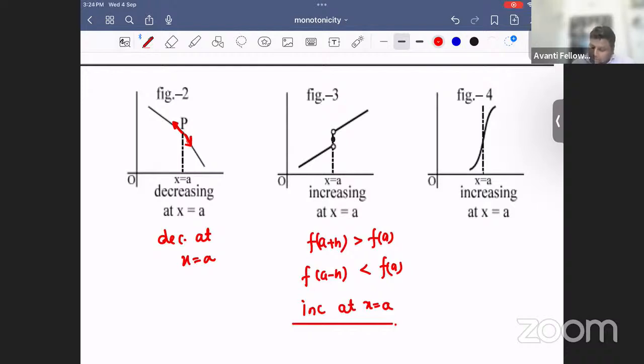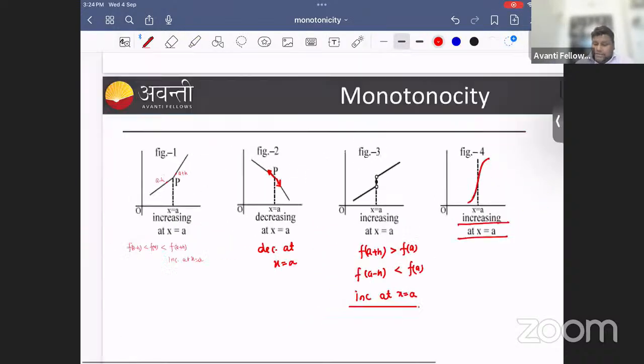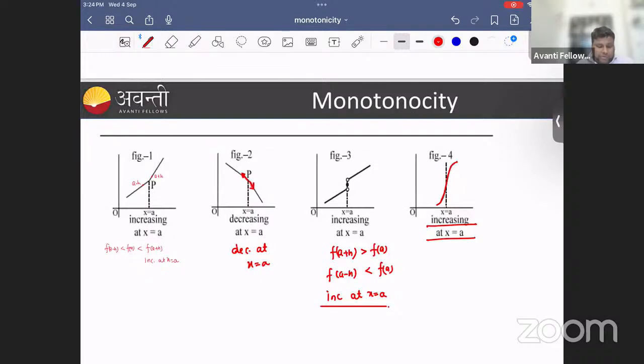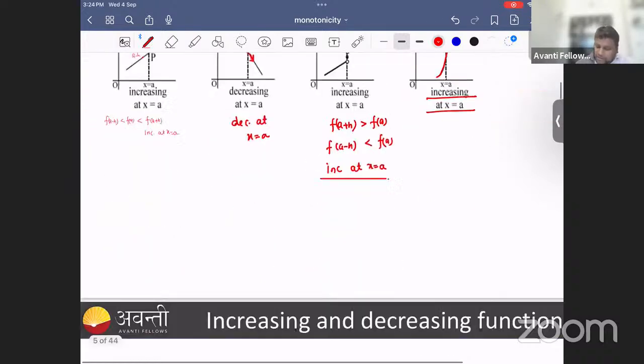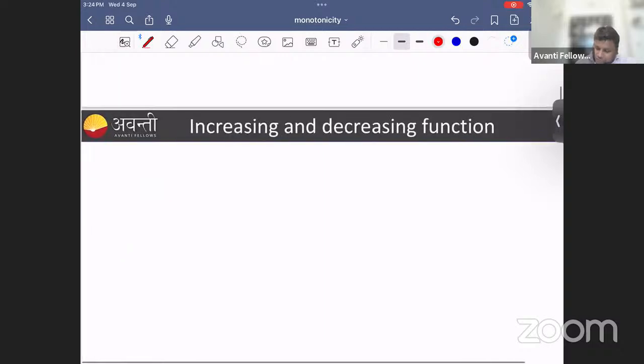Here also the function keeps on increasing. So this is also increasing at x equals a. So this is the totally basic definition. It does not have any flaw. It is not required here that the function should be derivable or not derivable. Got it? Now see, if I show you one or two examples.